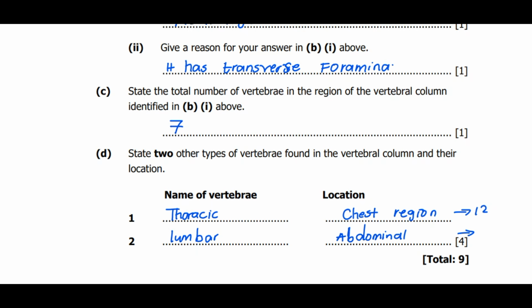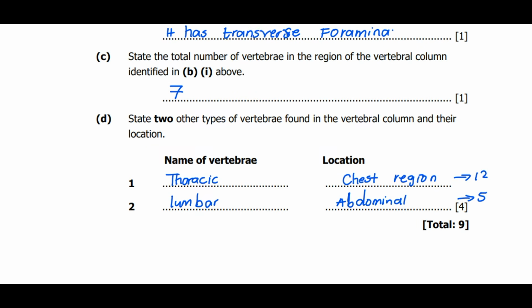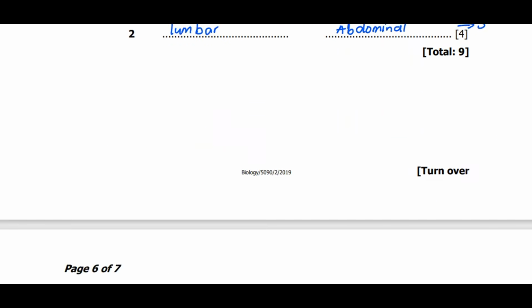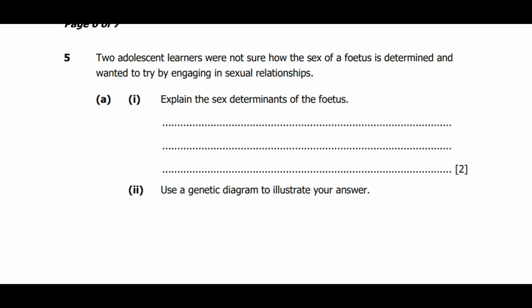Then number, these are 12. Then we also have the sacral and the coccyx. Now we can move on to question 5.